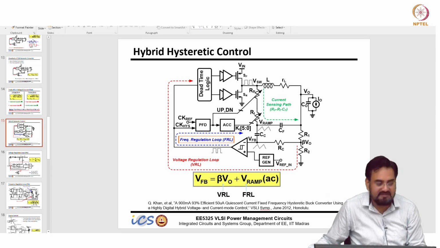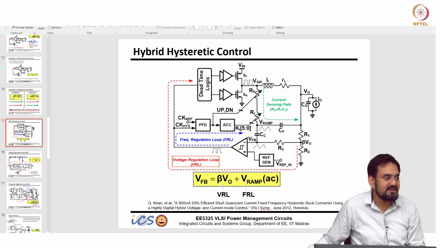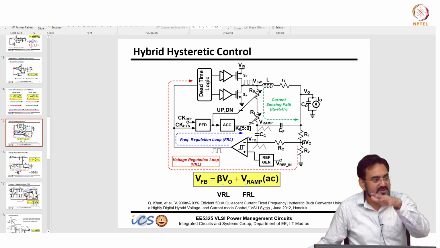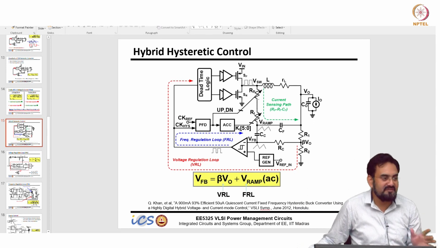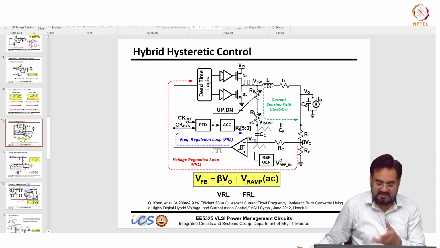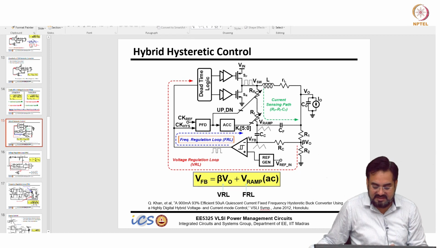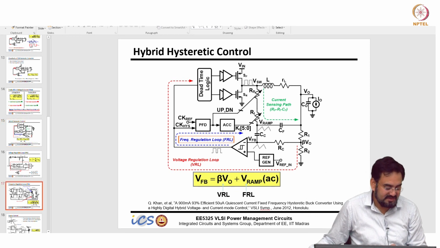So you cannot make this path very fast. If I make it fast, then within 1 or 2 cycles it will try to correct, which will hamper your transient response. So better make it very slow. During transient I will allow the comparator to take over and correct the transient, and over time slowly I will allow this guy to correct the frequency. Only then you get the benefit, otherwise all the benefits you achieve with the hysteretic will be gone. So this is very important actually. The frequency correction loop should not be very fast, otherwise it will degrade your transient response.